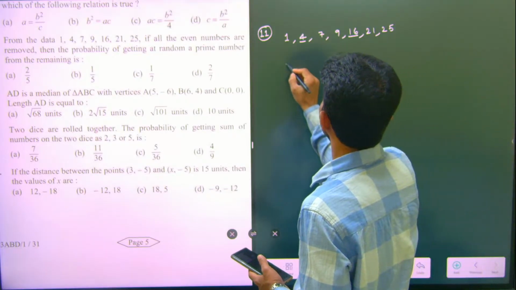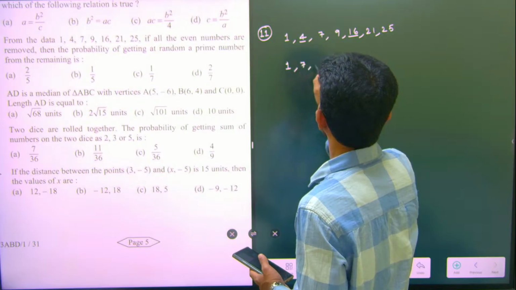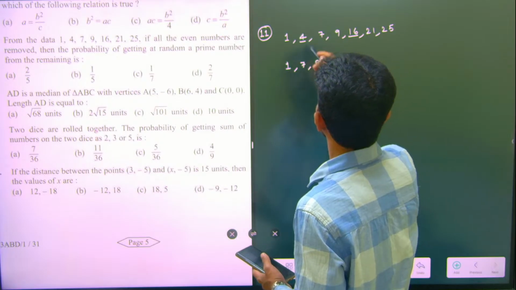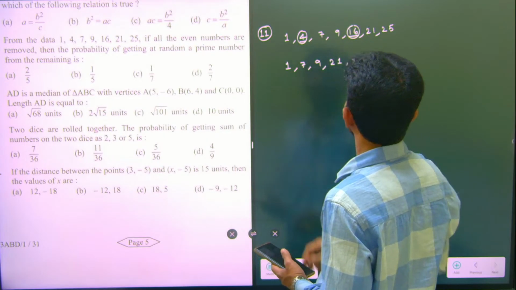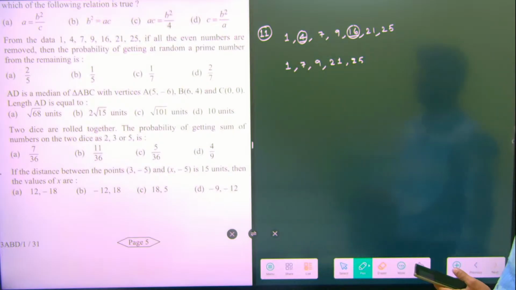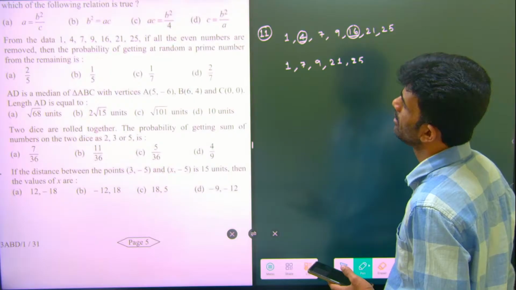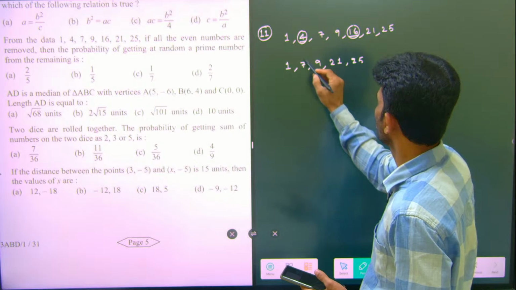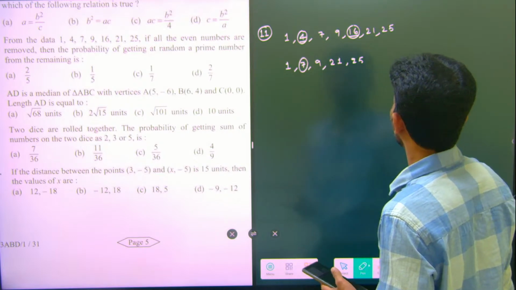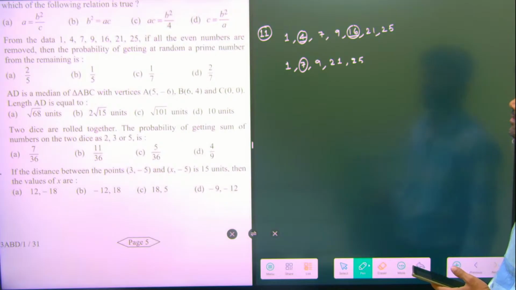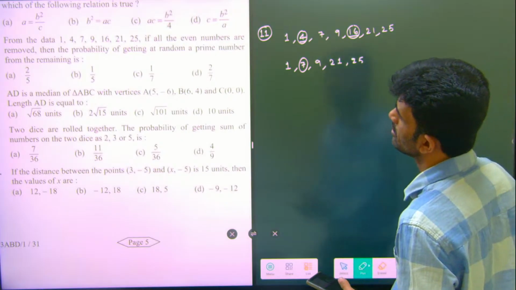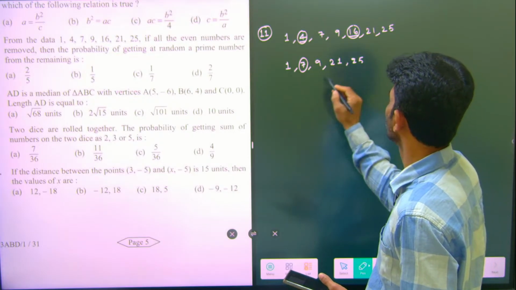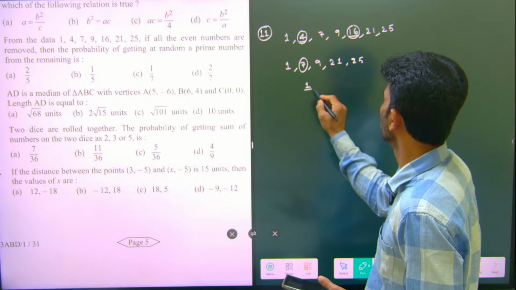After removing even numbers, our data is 1, 7, 9, 21, 25. Now we want the probability of prime number. 1 is not a prime, not a composite. So we have prime numbers here only 7. Remaining all are composite numbers, not prime numbers. So how many we have? One prime number out of 1, 2, 3, 4, 5. So our probability is 1 by 5.